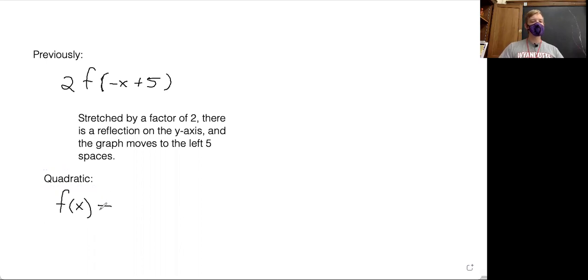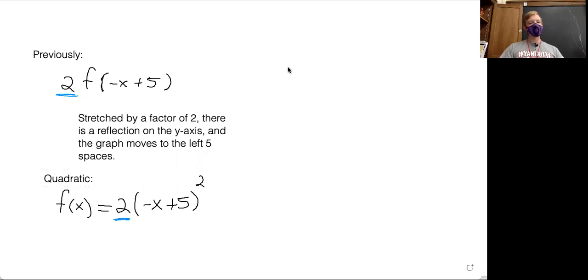But on the right side, I'm going to have 2 parentheses negative x plus 5 squared. So notice the similarities here. We have a 2 in front of the f here, and we have a 2 in front of the parentheses down here. Those both represent a stretch.